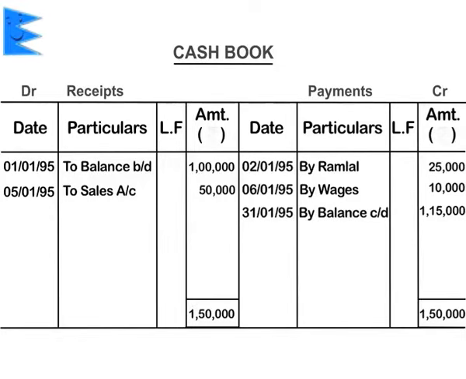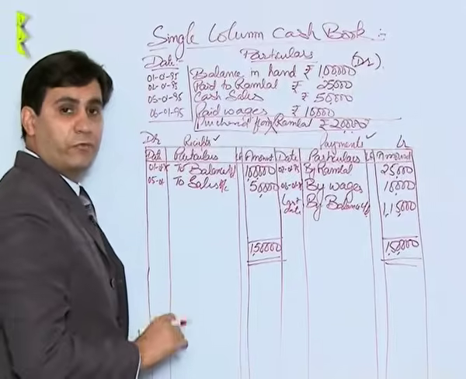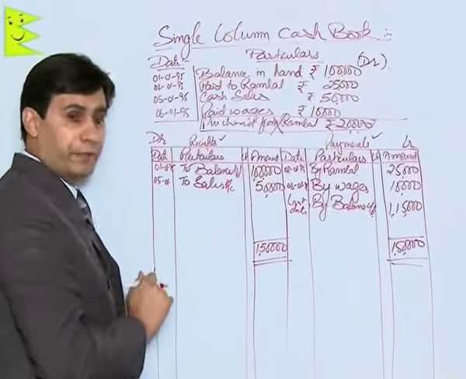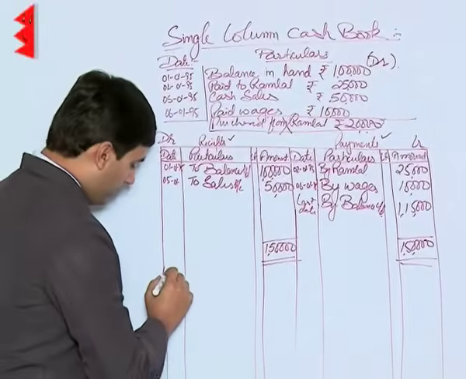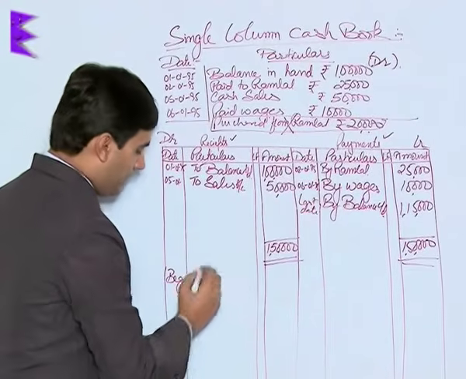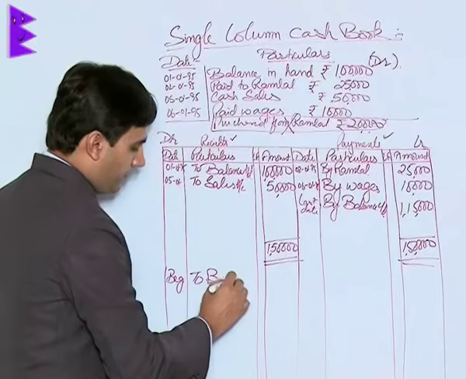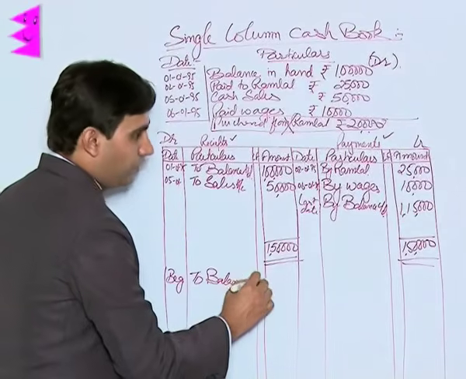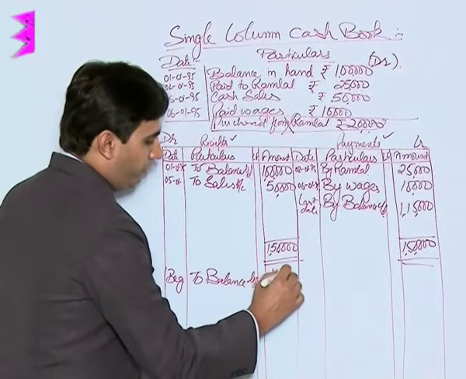On last date, the date would be last date of the month or the week for which this cash book has been prepared. And in the beginning of the next accounting year, you must show this as a brought down balance. To balance brought down 1,15,000.